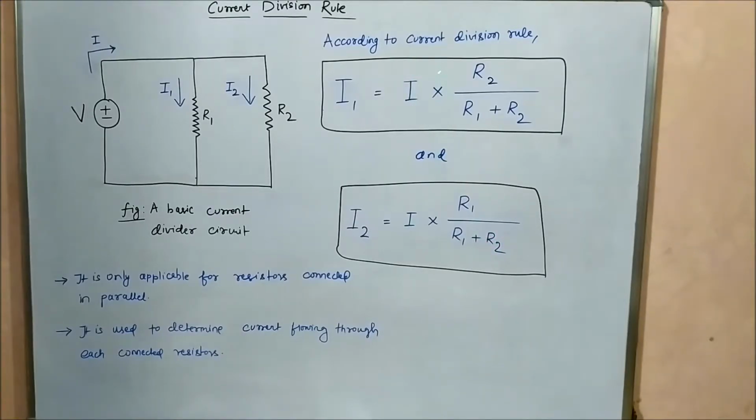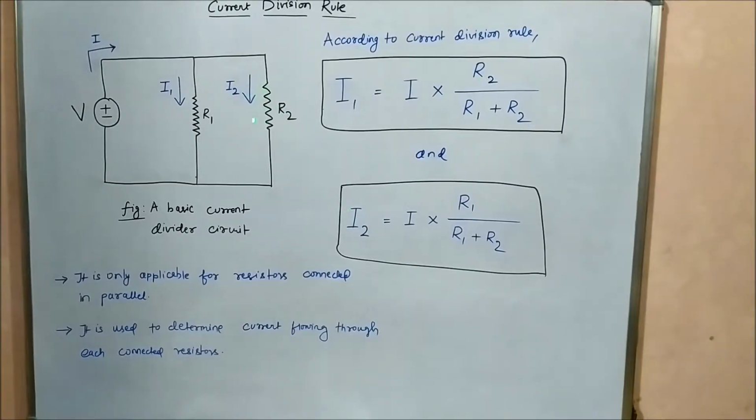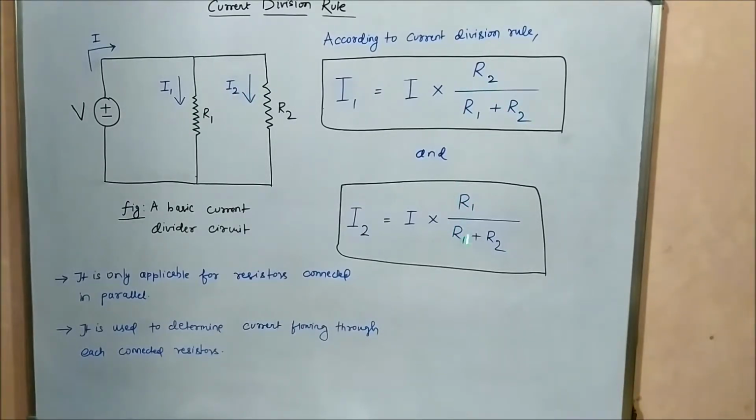The interesting thing you can notice here is that the total circuit current is multiplied with the opposite resistor. Here the current flowing through R1 we have to determine, but in the numerator you will find the other resistor R2. Similarly, here we have to determine the current flowing through resistor R2, but in the numerator we are multiplying with the other resistor R1. The denominator remains the same in both expressions, that is R1 plus R2.